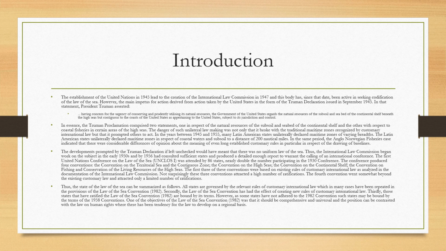However, as some states have not adhered to the 1982 convention, such states may be bound by the terms of the 1958 conventions. One of the objectives of the Law of the Sea Convention, 1982, was that it should be comprehensive and universal, and the position can be contrasted with the law on human rights, where there has been a tendency for the law to develop on a regional basis.